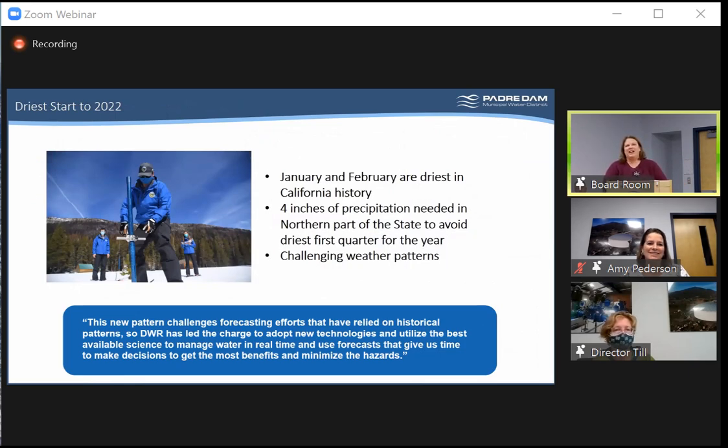We had the driest start to 2022 of any other year in California history. January and February essentially saw almost no precipitation, no snow. There are 4 inches of precipitation needed in the northern part of the state between now and the end of March in order to avoid the driest first quarter in the history of the state.